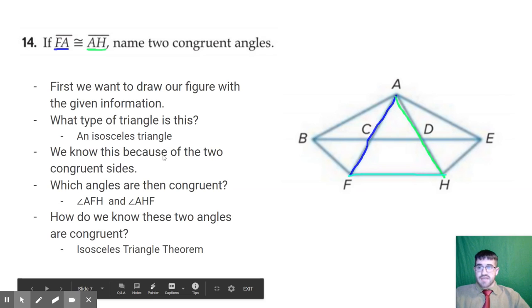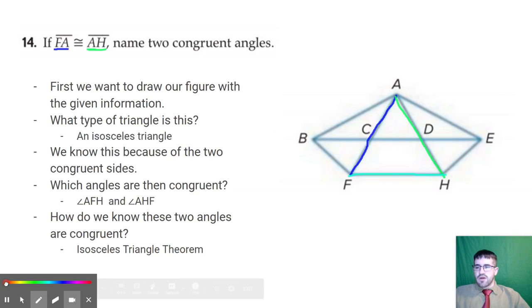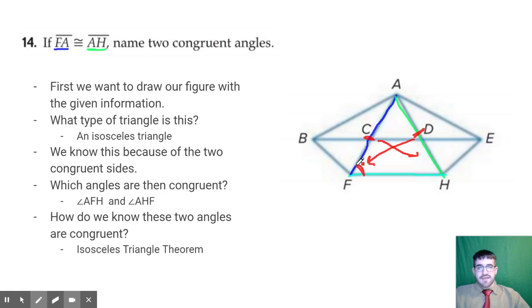Again, draw the picture with the given information. We know that this is an isosceles triangle. We know that because of the congruent sides, AF and AH. Then we know that the congruent angles are the angles opposite of these sides. You have angle AHF and angle AFH. And how do we know these are congruent? We're given these sides in this problem, so we know that the angles are congruent. So we want to use the isosceles triangle theorem. If you need a little bit more time, pause the video. We'll move on to question 15.